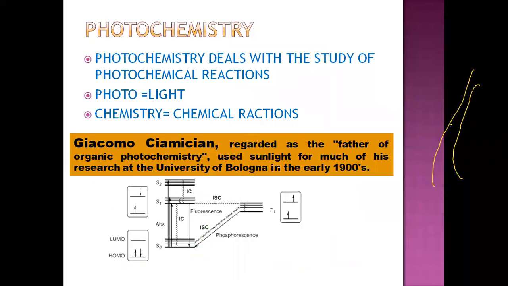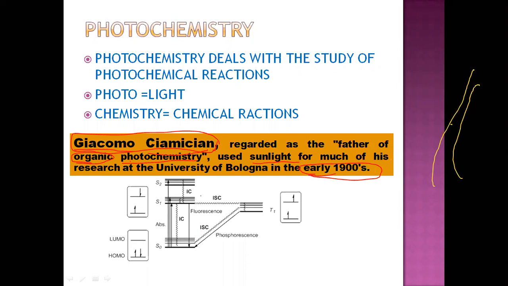Photochemistry: light, chemical reaction. So first, Giacomo Ciamician, he is the father of organic photochemistry. He first introduced this concept, and it is regarding organic reactions. So this is organic photochemistry. By using sunlight, he studied many reactions in the early 19th century.